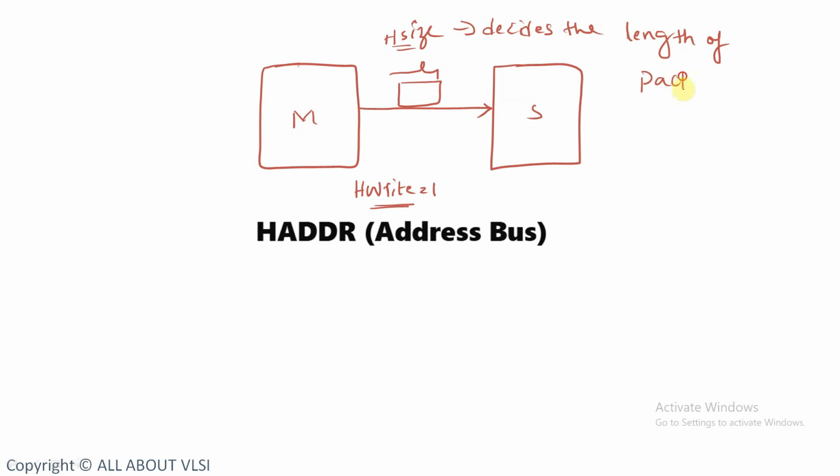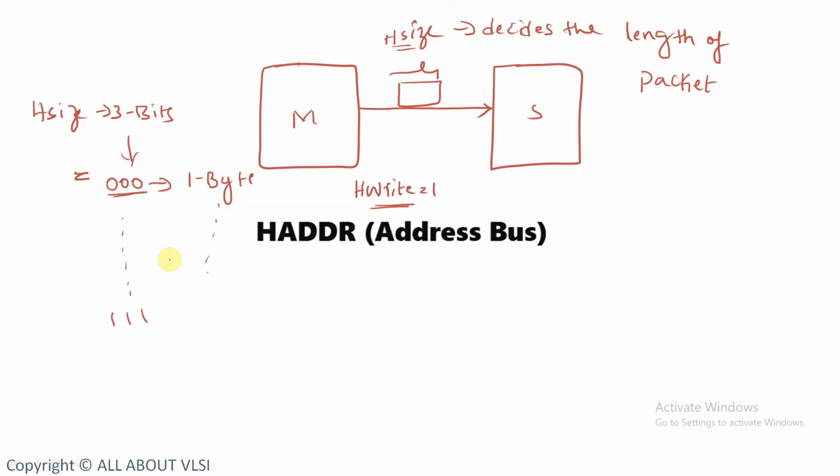The master is going to tell the size of the packet using the HSize signal. HSize is of 3 bits, so a total of 8 combinations are possible, from 0 0 0 to 1 1 1. That means if the HSize value is 0 0 0, the master is sending 1 byte of data, and so on. That we are going to see in our protocol specification.